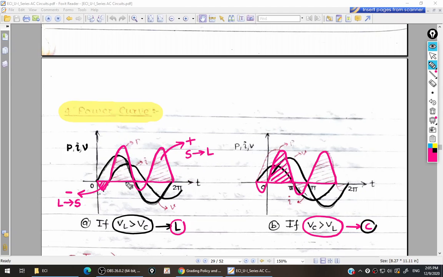Now if you compare, the negative area is lesser and the positive area is larger, which means less power is given from load to the source and more power is given from source to the load, and this is nothing but the power consumed. Whatever positive part you are getting, this power is getting consumed by the resistor, and this negative power is nothing but the power stored in the inductor and capacitor. So this is the meaning of this power curve.